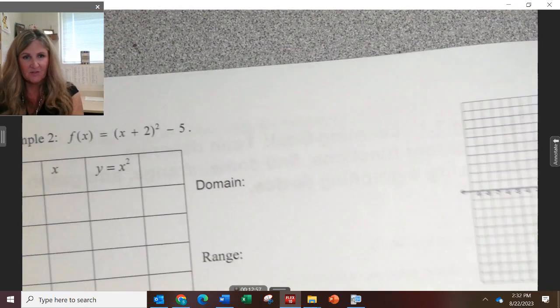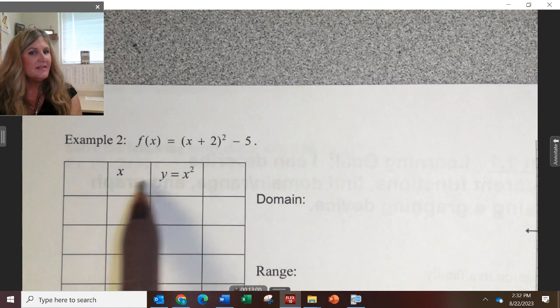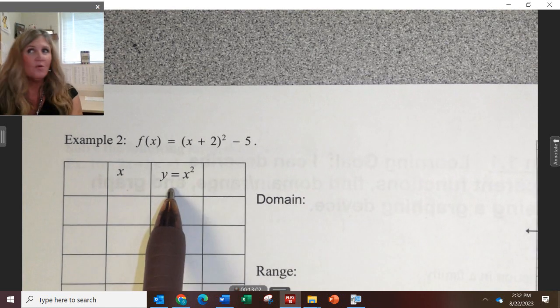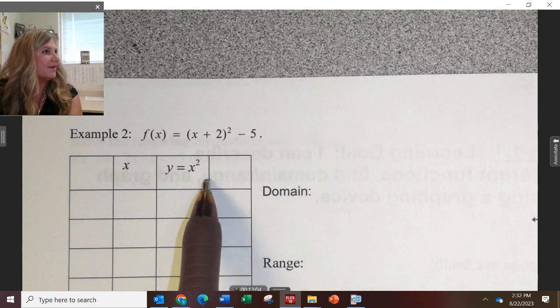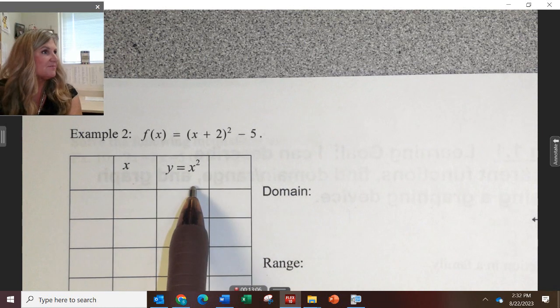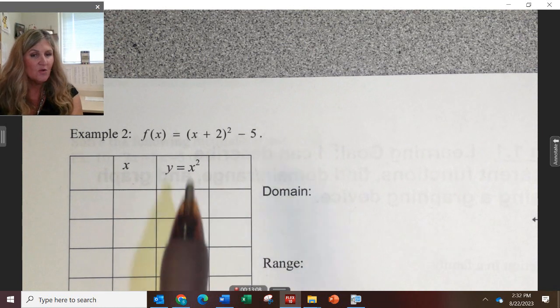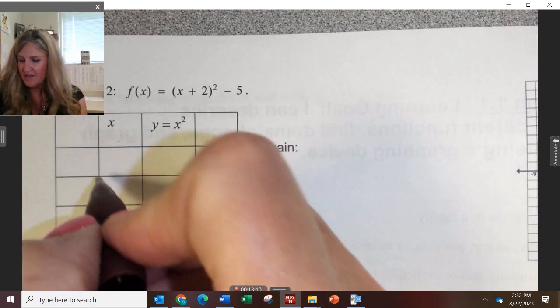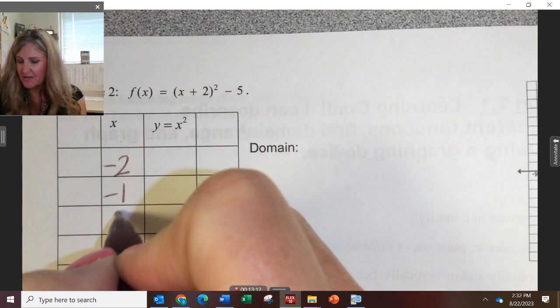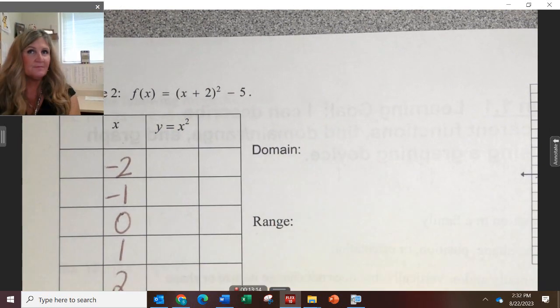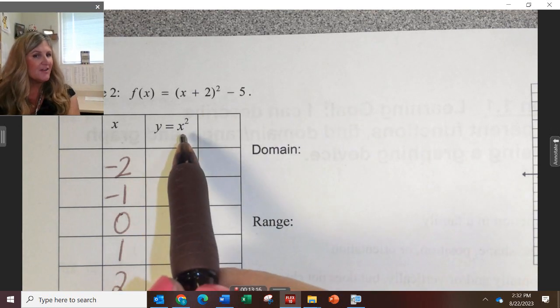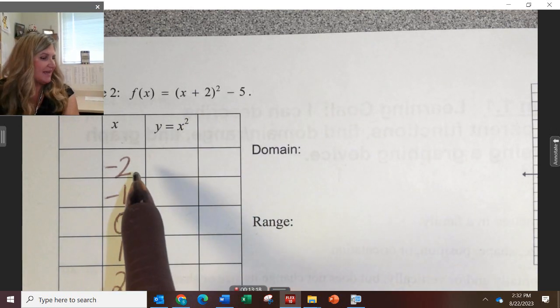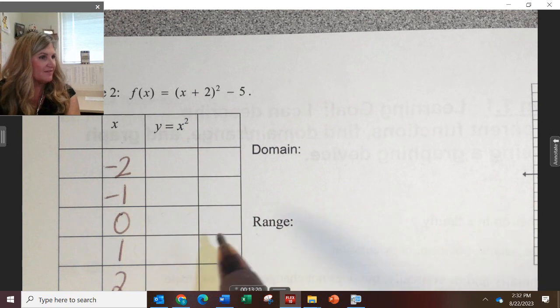All right, so looking at this one, this is the parent function. Y equals x squared is the parent function. Okay? We're going to make a table of values: -2, -1, 0, 1, and 2. The parent function is just to square these now. So square all of these.